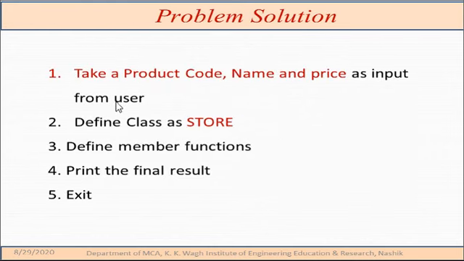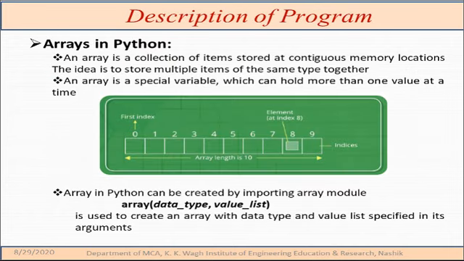The problem solution is, as we have seen, that we have to take the input from the user as a product code, name, and price, then define the class as a store. In that class, we have to define the various member functions, and then finally we have to print the result as a bill of that product and then exit. Let's discuss how to implement this problem definition.